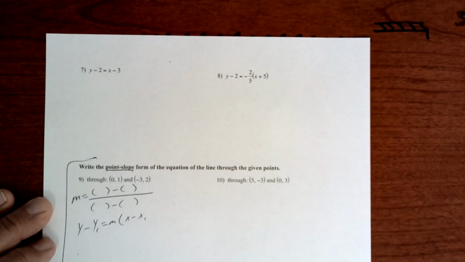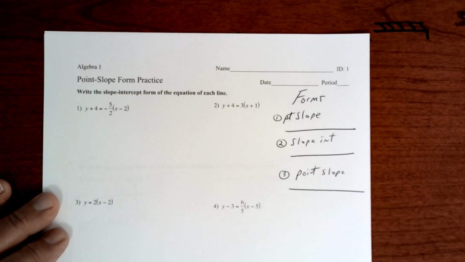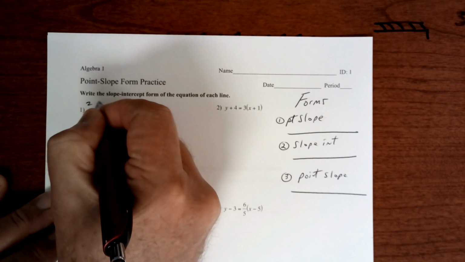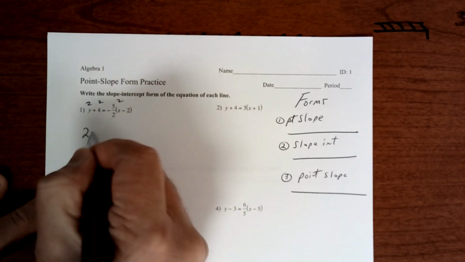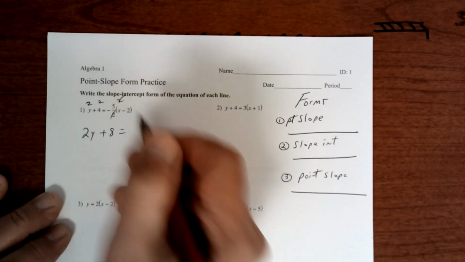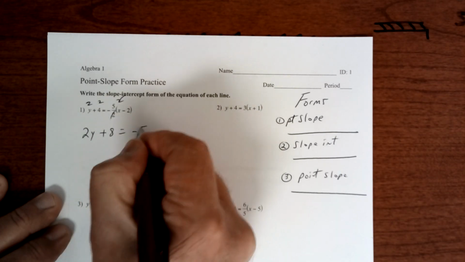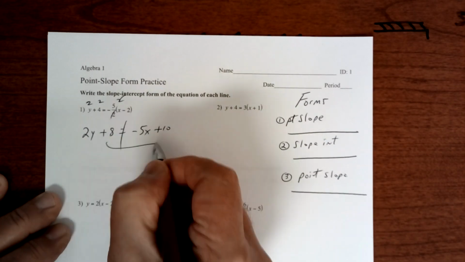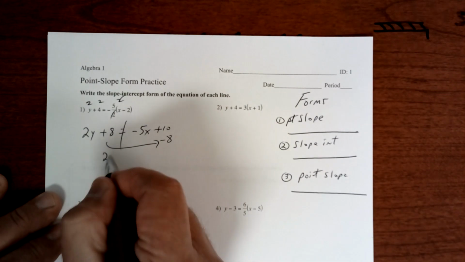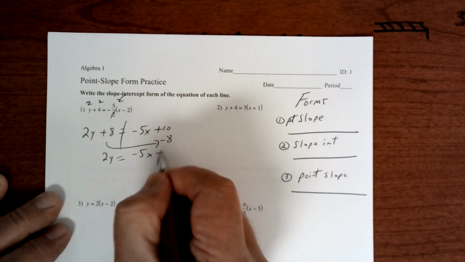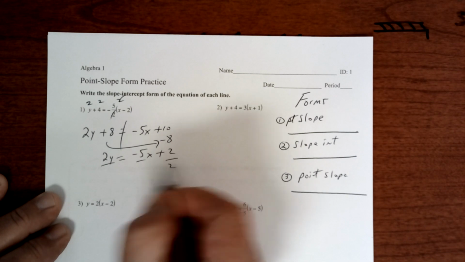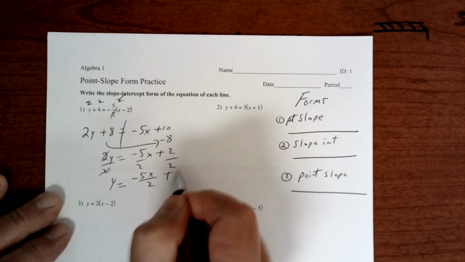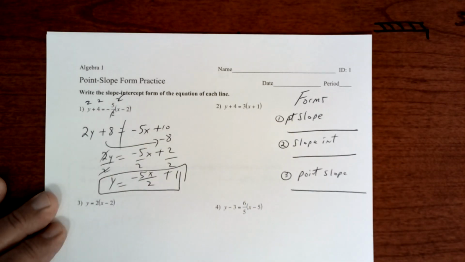But up here, I'm going to work number 1, so pay attention. You could distribute, but your best bet is to multiply by 2. When you do that, you get 2y plus 8 equals. The 2's cancel. You get a negative 5 times x is a negative 5x. A negative times a negative is a positive 10. I'm going to move the 8 to the other side. That becomes a negative 8. So I get 2y equals negative 5x plus 2. And then I'm going to divide everything by 2, and I'm done. So y equals negative 5x over 2 plus 1. And that's what you're doing for this top part right here.